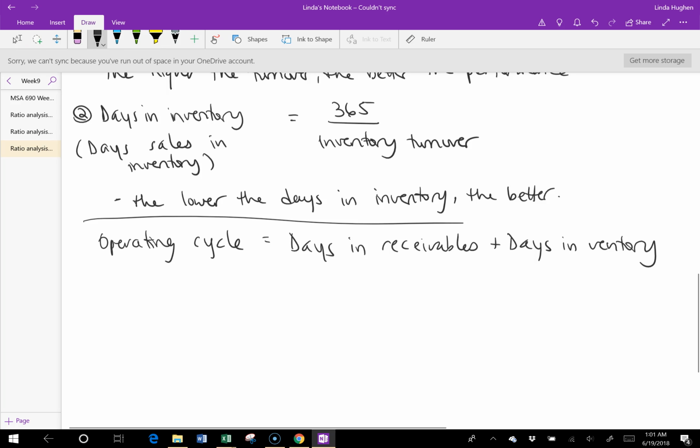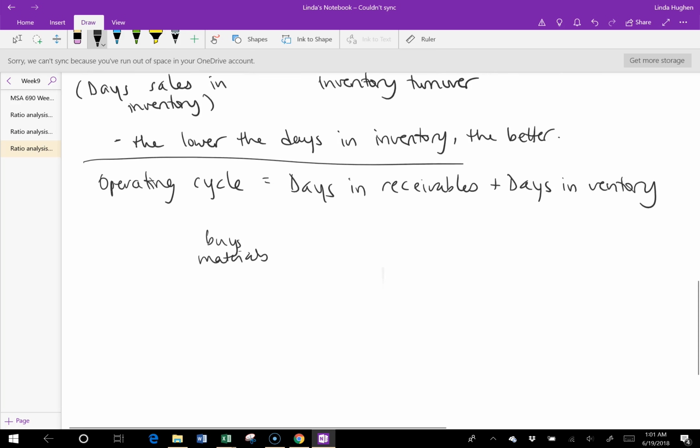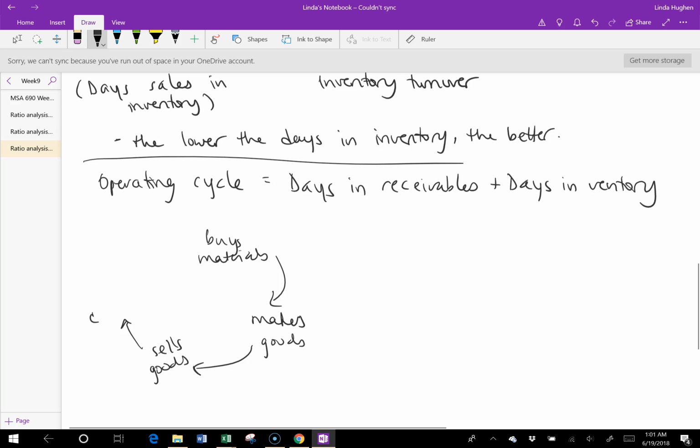Remember what the operating cycle is. When a firm starts out, it buys materials. It converts those into goods. It then sells those goods, most likely on credit. Then it collects the cash. And if that merchandise in the initial phase was purchased on credit, it's going to pay the supplier, and then repeat this cycle over and over again as often as it possibly can.